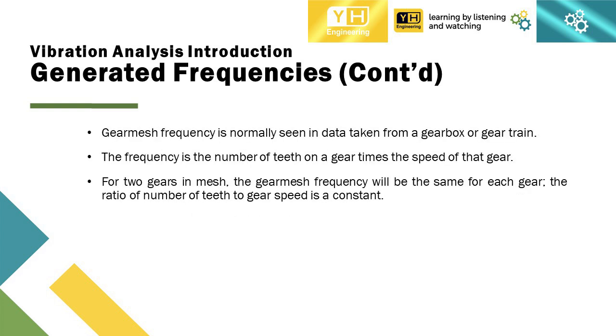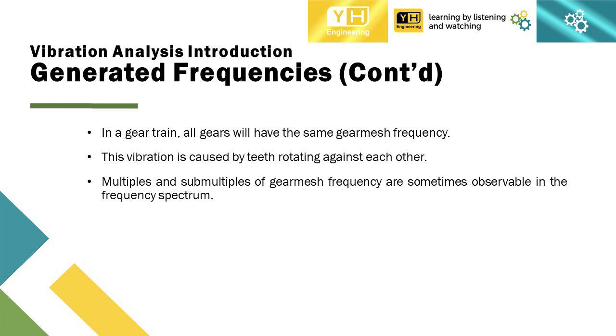Gear mesh frequency is normally seen in data taken from a gearbox or gear train. The frequency is the number of teeth on a gear times the speed of that gear. For 2 gears in mesh, the gear mesh frequency will be the same for each gear. The ratio of number of teeth to gear speed is a constant. In a gear train, all gears will have the same gear mesh frequency. This vibration is caused by teeth rotating against each other. Multiples and submultiples of gear mesh frequency are sometimes observable in the frequency spectrum.